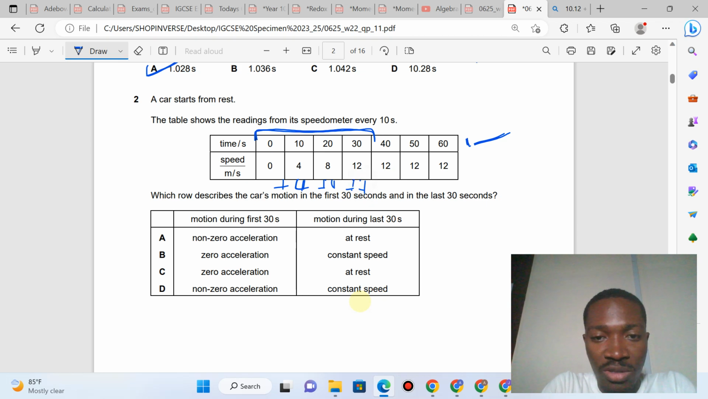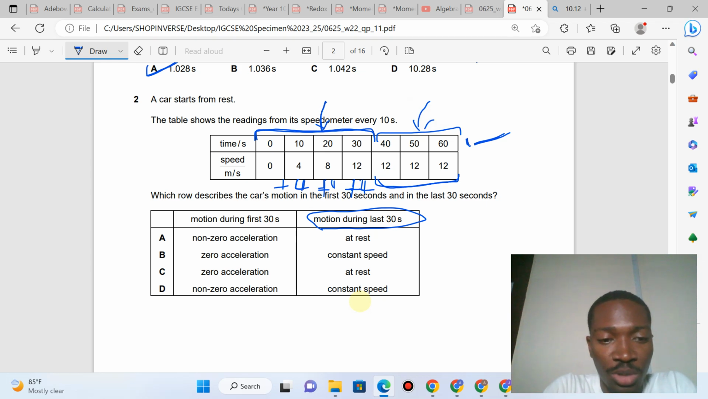Since the speed is increasing by a constant value for equal time intervals, then we know that the acceleration is constant. That means the car is accelerating. Now for the last 30 seconds, what do you notice? Here, the speed is constant during the last 30 seconds. So since speed is constant, that means there's no acceleration during the last 30 seconds. So for the first 30 seconds, there is acceleration; for the last 30 seconds, there is no acceleration.